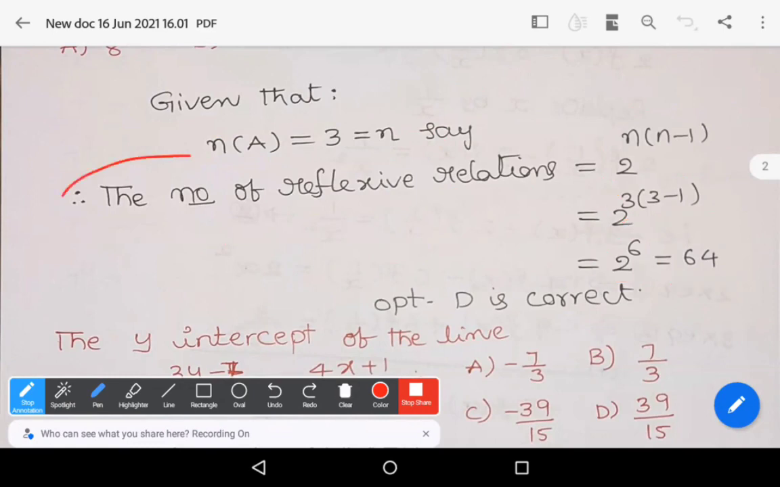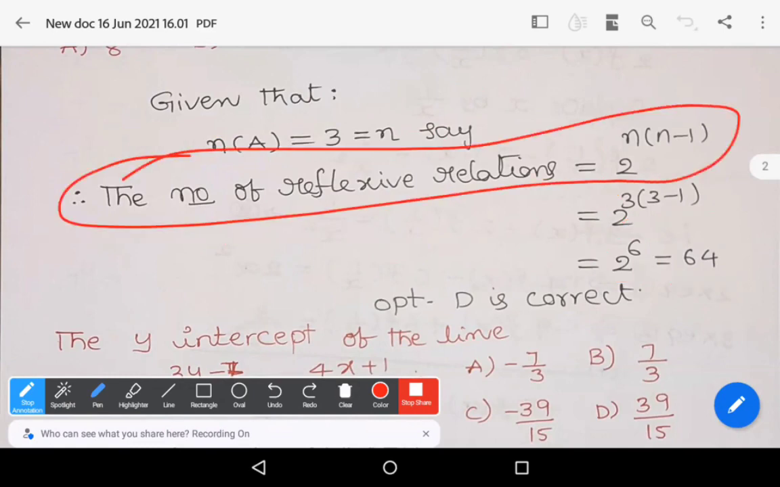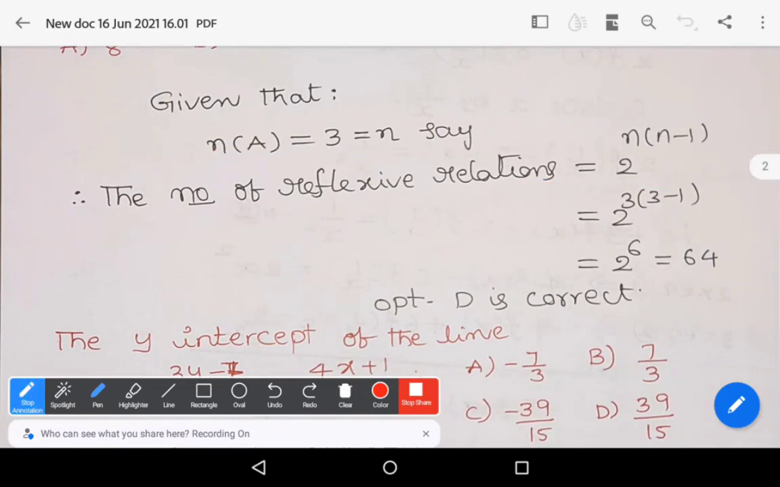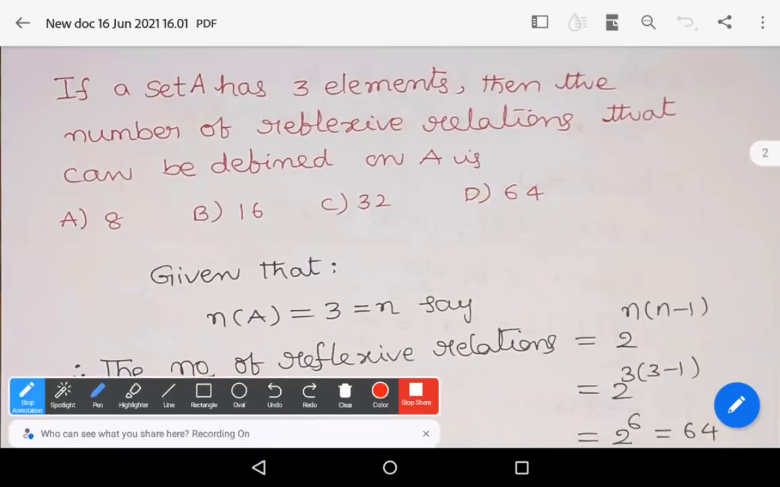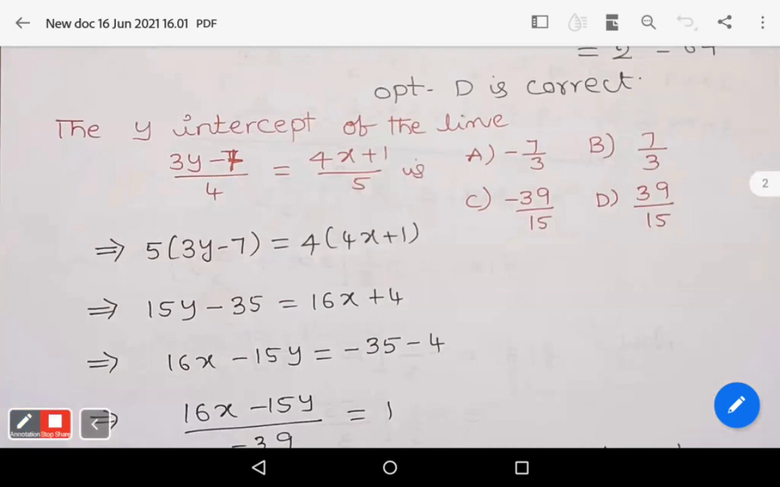So practice the formula. The number of reflexive relations is equal to 2 power n into (n minus 1), where n is equal to the number of elements in the set A. Here option D is the correct option. Let us go for the next problem.